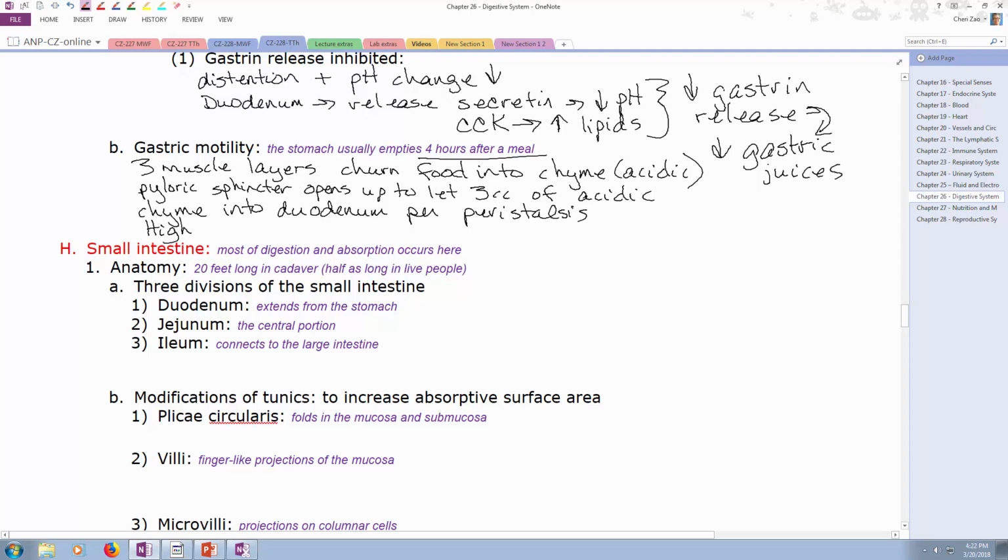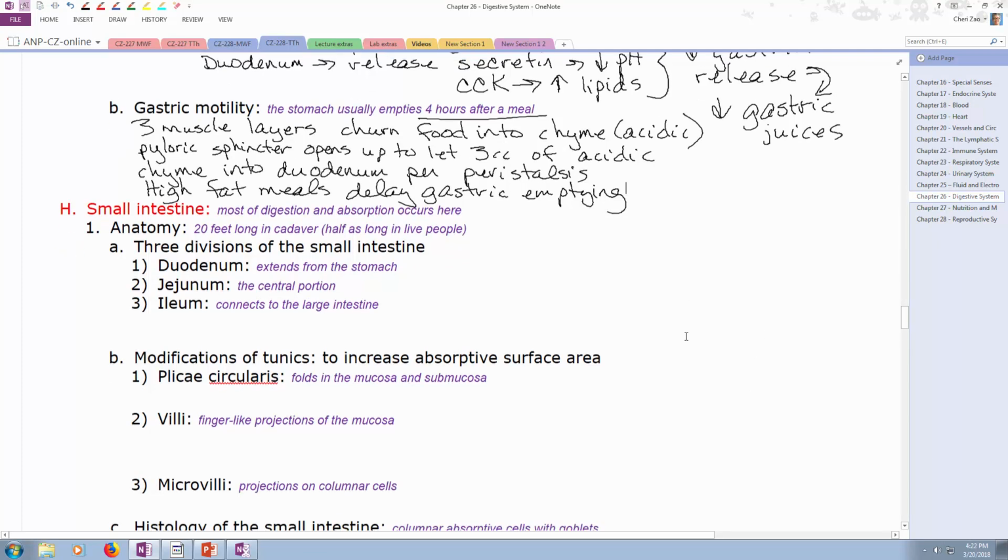High-fat meals delay gastric emptying. So 4 hours after a normal meal, but if you have a high-fat meal, it might be 6 hours, 7 hours, or 8. It just depends upon the individual. So that's the story about the stomach.